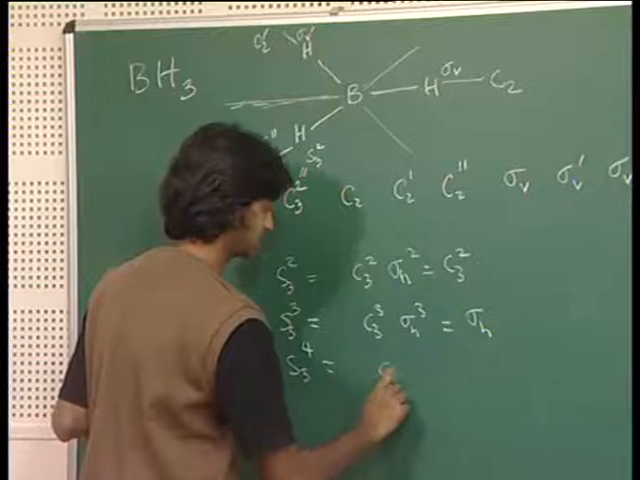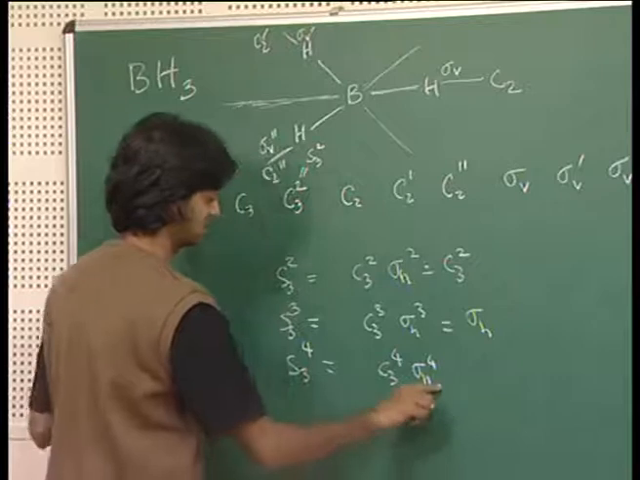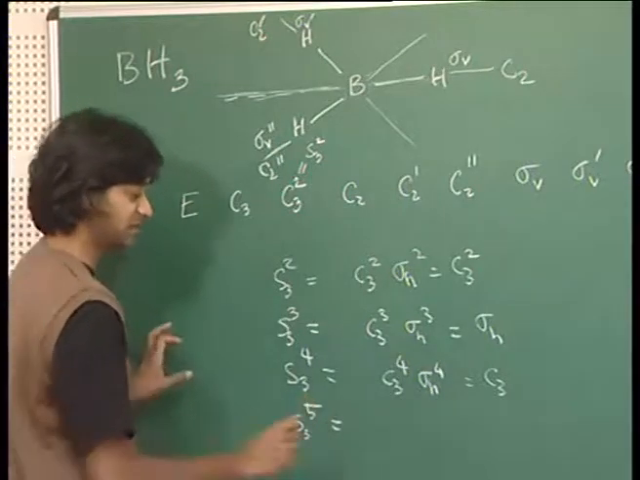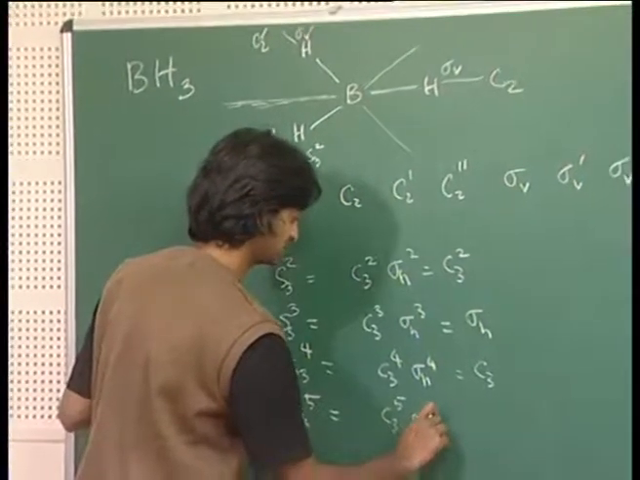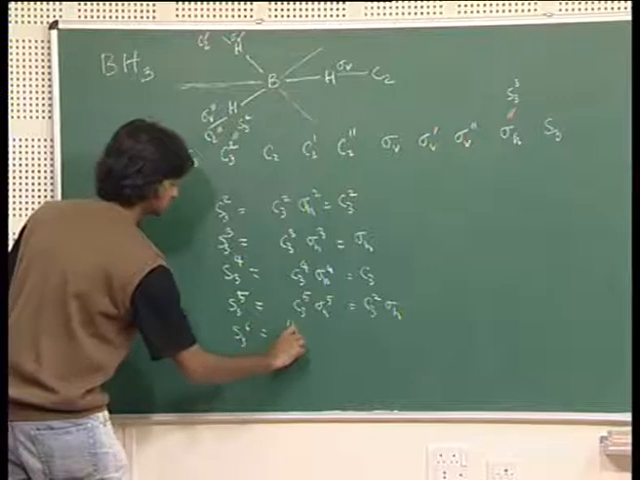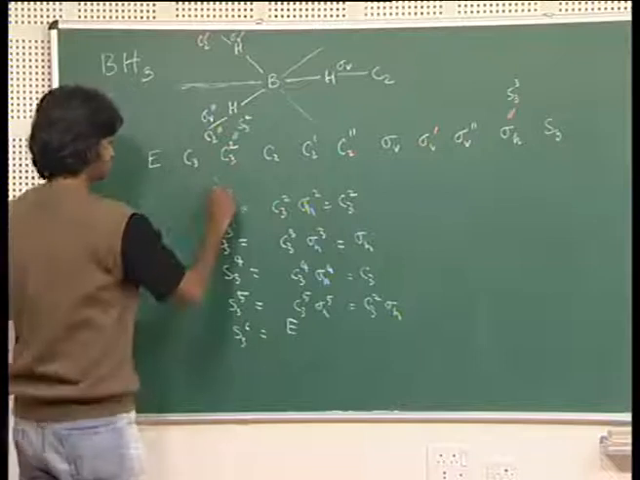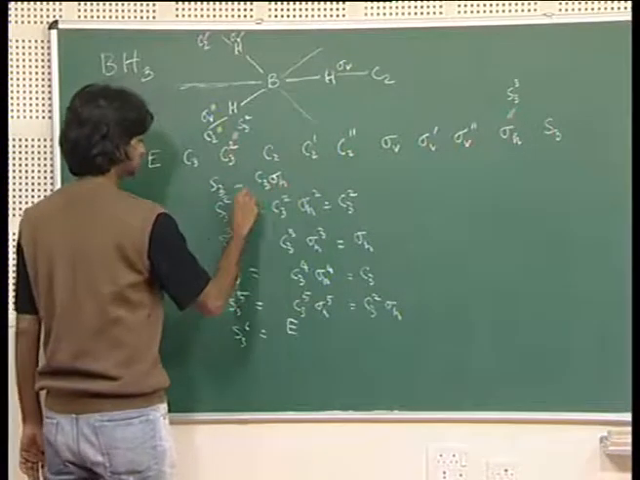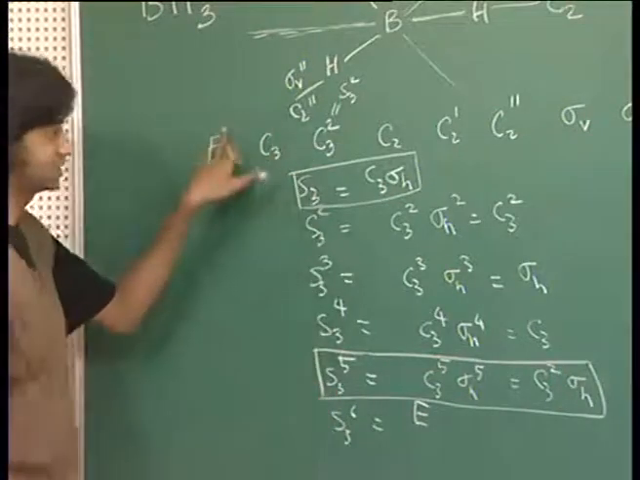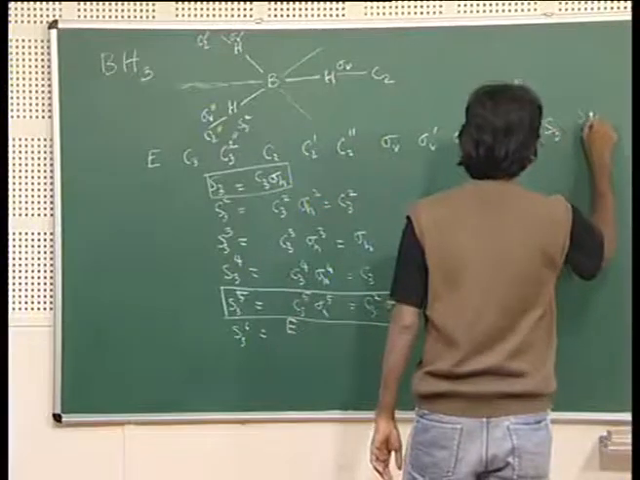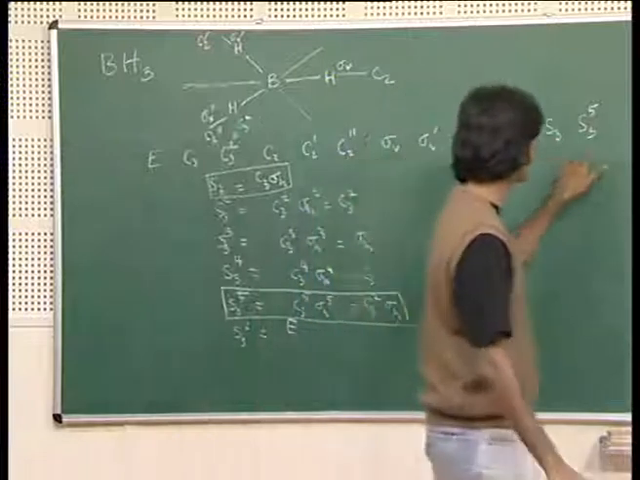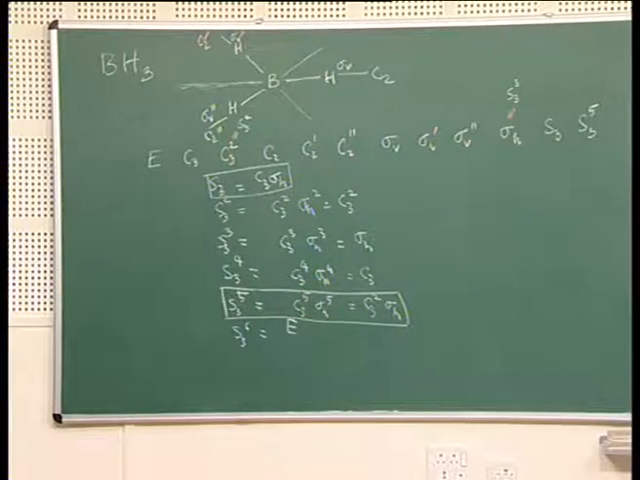So I can write this as C3 4 sigma h 4. Sigma h 4 is identity, C3 4 is just C3. S3 5 is C3 5 sigma h 5. This is C3 square times sigma h. Okay, and S3 6 is identity. So clearly the only two distinct new operations are S3 and S3 5. Rest of the ones are already listed in this list. So the only other symmetry operation we need to list is S3 5. So you have 12 symmetry operations, and these are the 12 symmetry operations of the BH3 molecule.